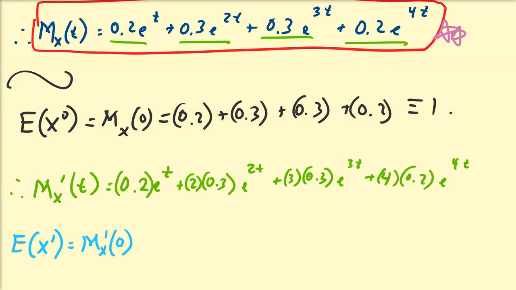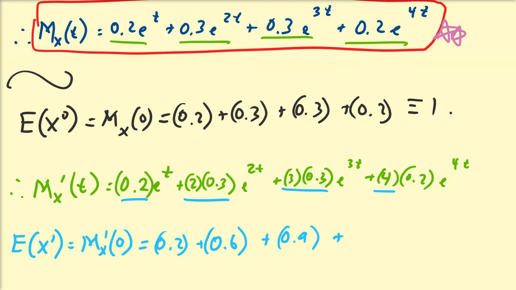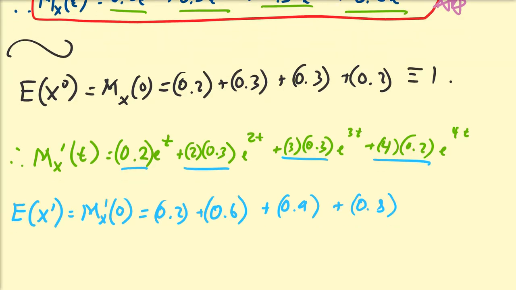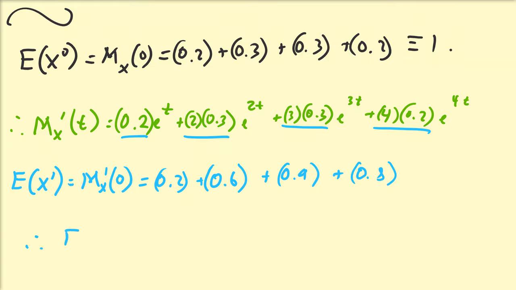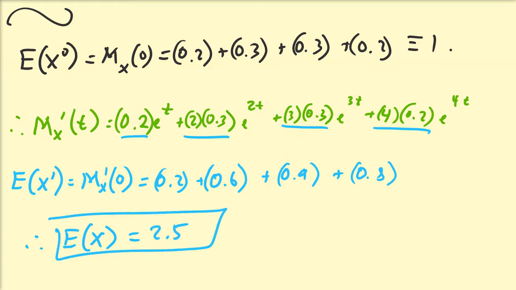So all the exponentials are going to go to 1, so we're just going to be left with 0.2 there, plus 2 times 0.3, which is 0.6, plus 3 times 0.3, which is 0.9, plus 4 times 0.2, which is 0.8. So therefore, the expectation of x, or the mean of the random variable x, is just going to be equal to 2.5. So that's the mean of the random variable x.